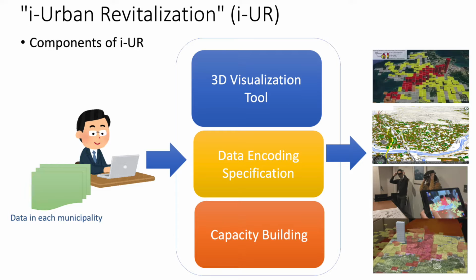The IUR is composed of 3D visualization tools, data encoding specification, and capacity building to promote data distribution regarding urban revitalization. This infrastructure enables municipalities to utilize the data which has been stored in the cabinet.